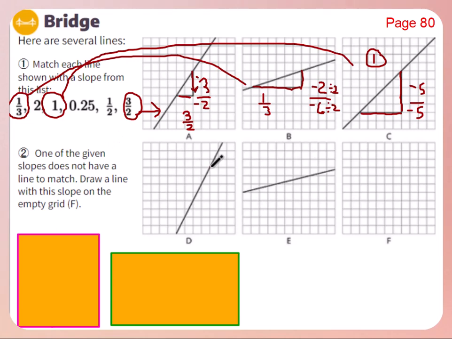All right, now let's go to this one. Pick any point, and we're going to go down 1, 2, went down 2, and then to the left, 1. That's also negative. Negative divided by a negative is a positive, so that slope is a positive 2.